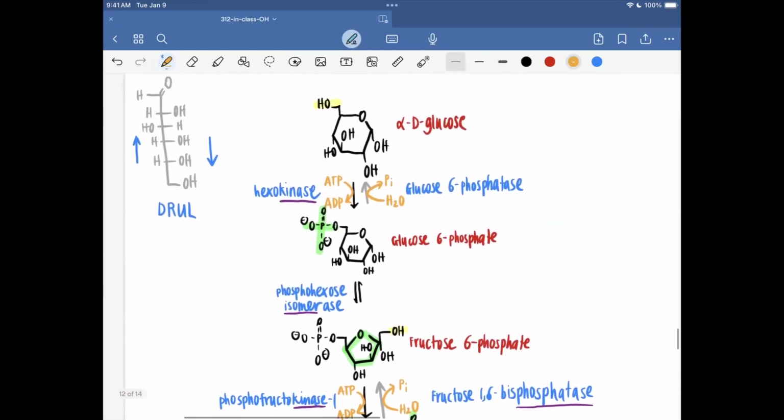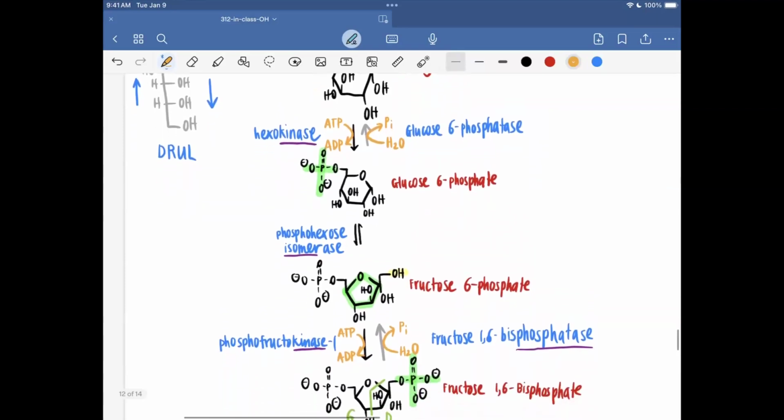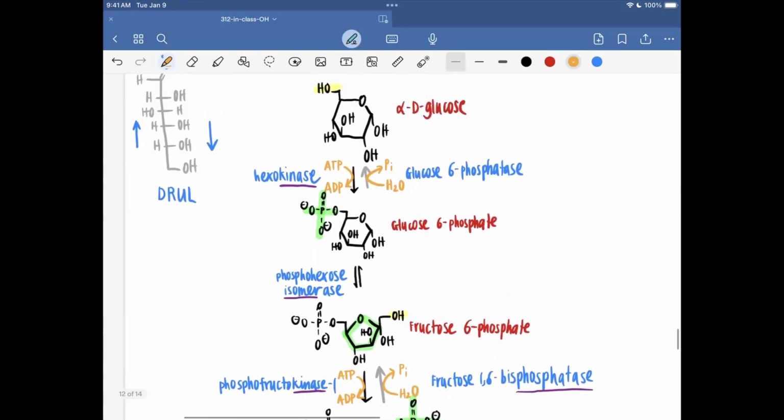And that is our last step. Everything else is good to go. So that is our gluconeogenesis pathway.